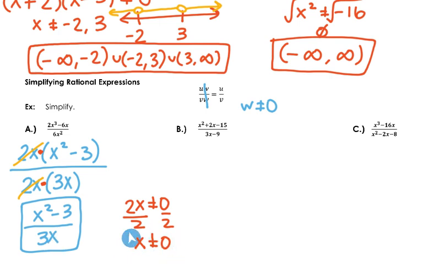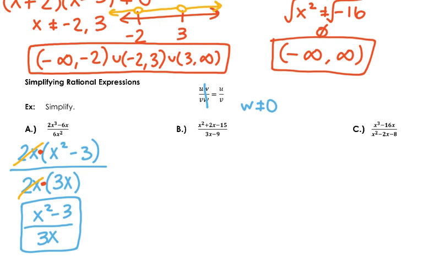So this is called an implied domain. It is already assumed that x cannot be 0 based on what you can actually see here. Usually you'll have to specify whatever you cross off cannot equal 0, but in this case it is technically implied, so you would not need to explicitly write that out. Let's see if that holds true for the next one.